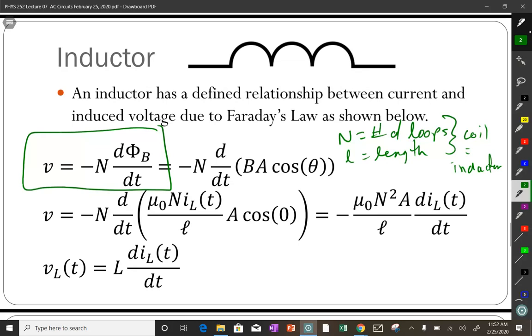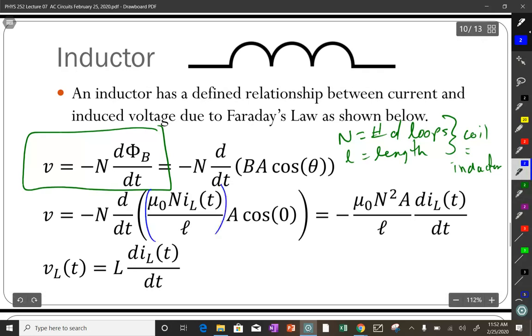An inductor responds to a changing magnetic flux. Okay. And so if you have a current going through the coil, that creates the magnetic field, and you can see the equation for the magnetic field I explicitly put in right here.